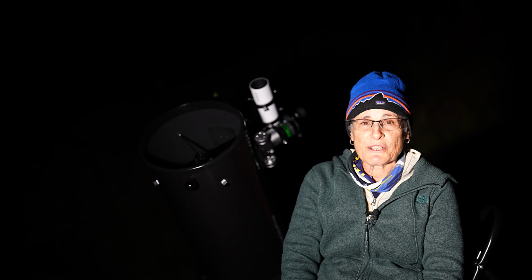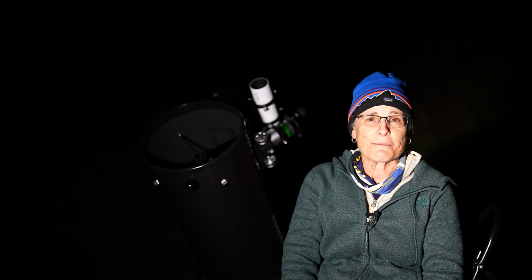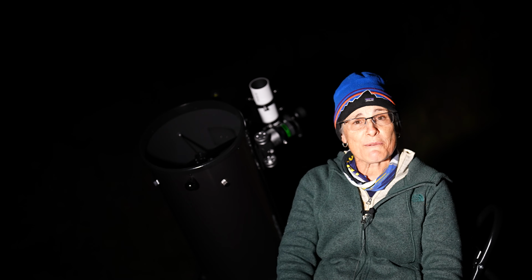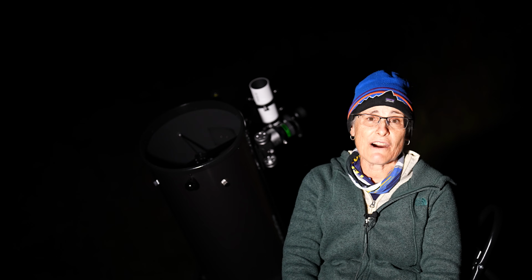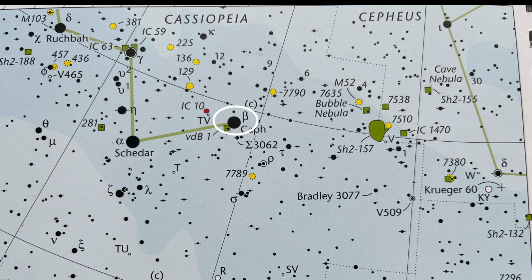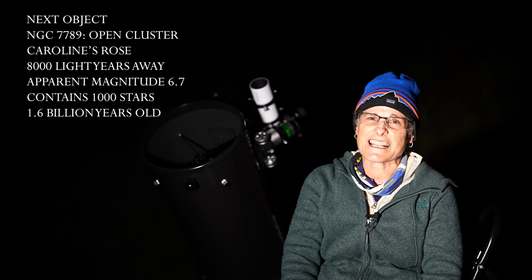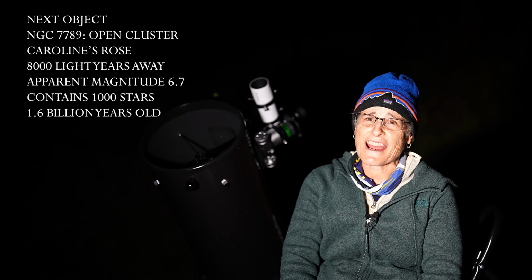So let's face north and find Cassiopeia, the giant W, to look for a few easy but fine targets. Locate the three western stars of the W, Beta, Alpha, and Gamma. And from Beta, also known as Caph, we're going to look for the beautiful open cluster Caroline's Rose, NGC 7789, about 3 degrees southwest of Caph.